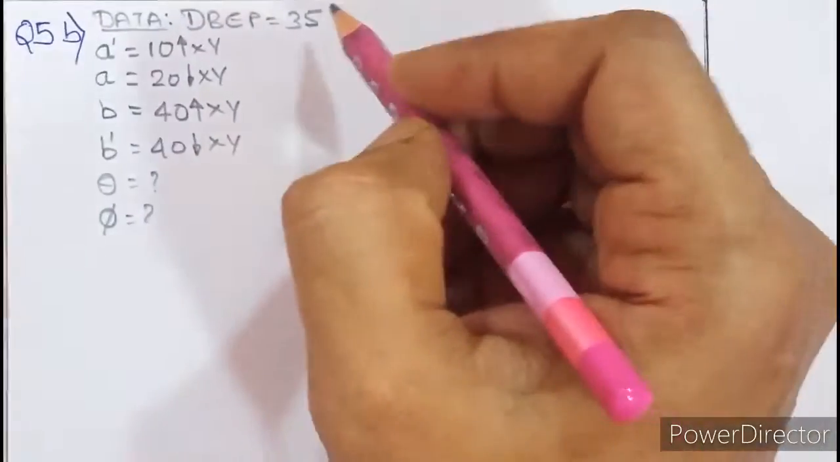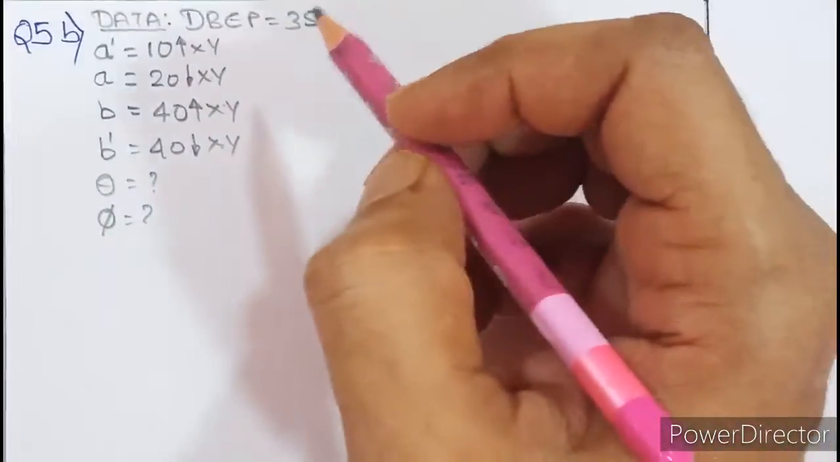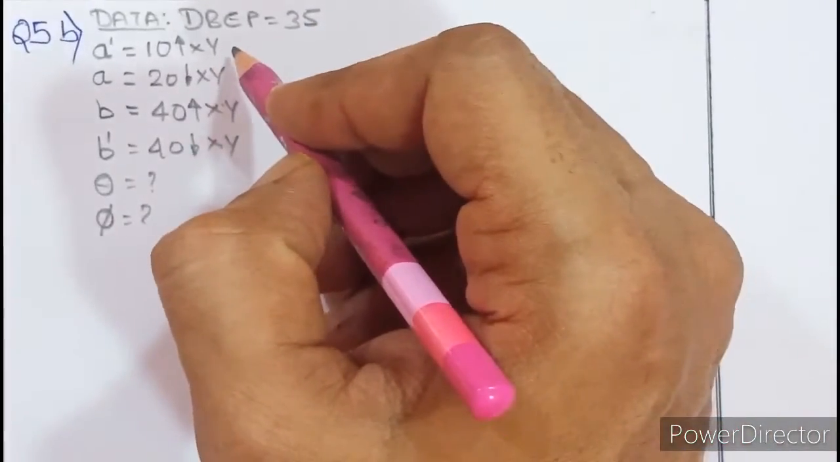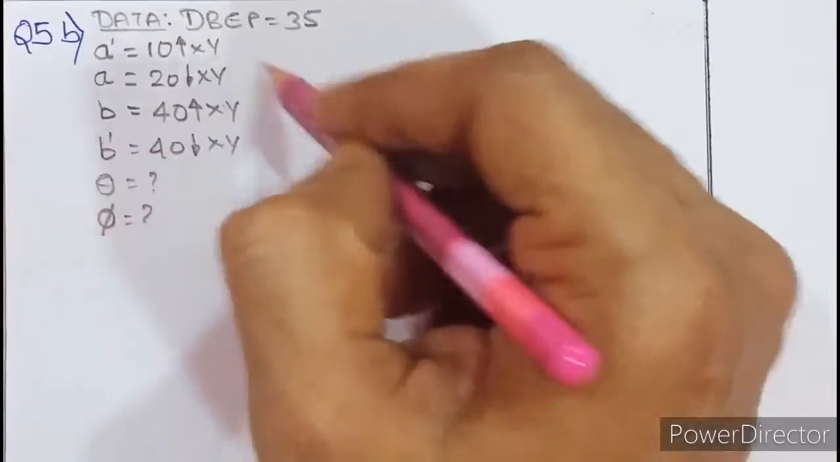So you may count that in total there are 5 data, 1, 2, 3, 4, 5, and you should be able to solve it. So to begin with, you should always mark the position data first. So these are the 4 position data that you need to mark.